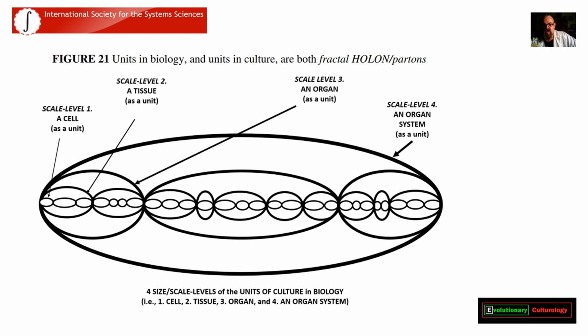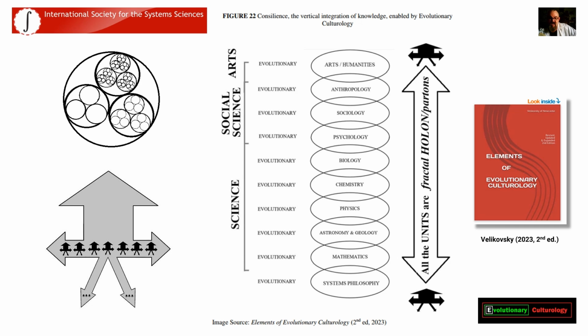Anyway, biology and culture or information works the same way because biology has culture in it. It's made of information, energy and matter. Next, 3 laws lens. And that gives you consilience. This is figure 22. The unity of knowledge or the vertical integration of knowledge, including science, the arts, social science, engineering, design, you name it. More on that in the book, Elements of EvCult.